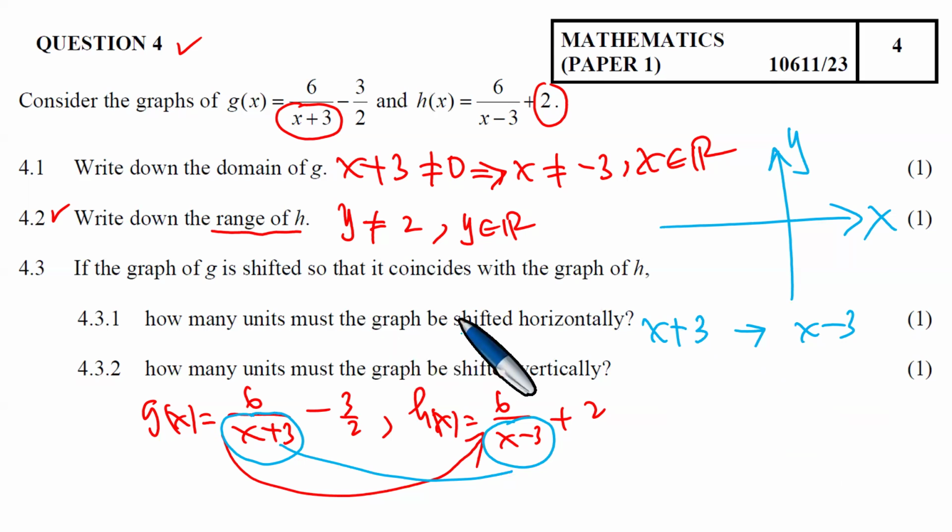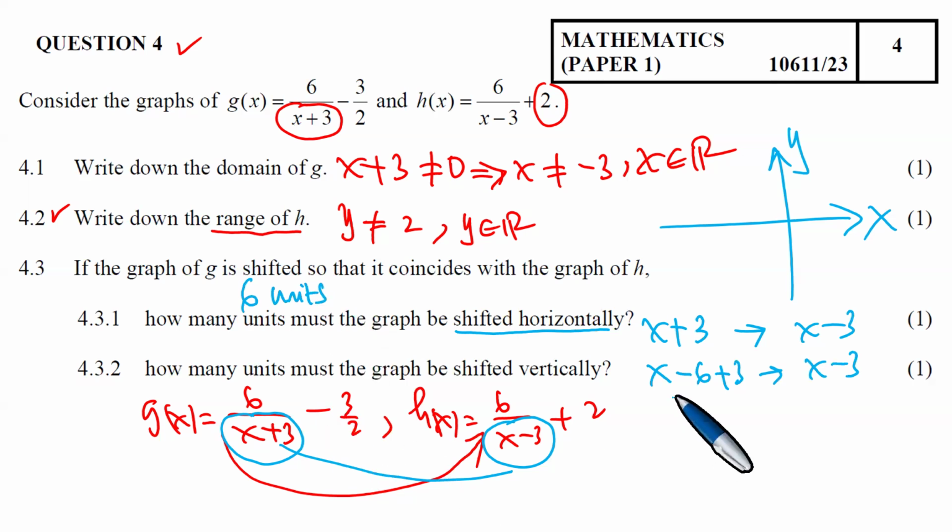This will be a horizontal shift. So we should add, or subtract. If we're adding, we have to add -6. That's correct. We need to add -6 to plus 3 so that you get -3. And this is the horizontal shift. So it means that the horizontal shift must be 6 units. But you see, if you subtract 3, it means that it is 6 units to the right.